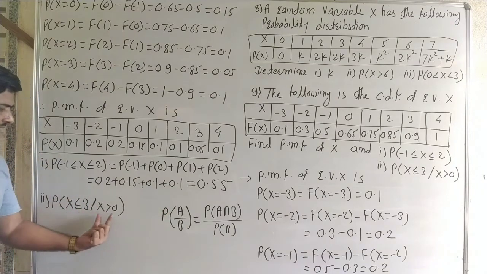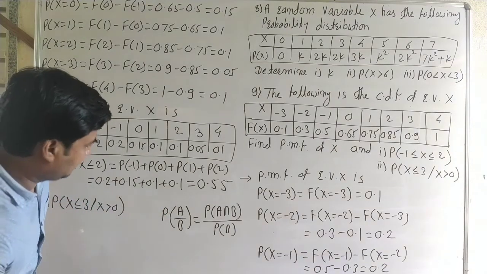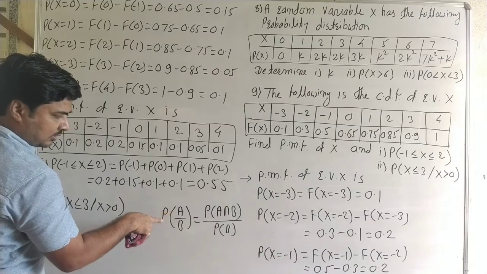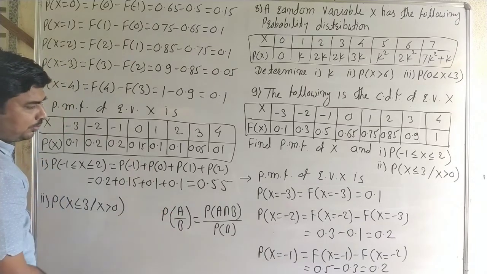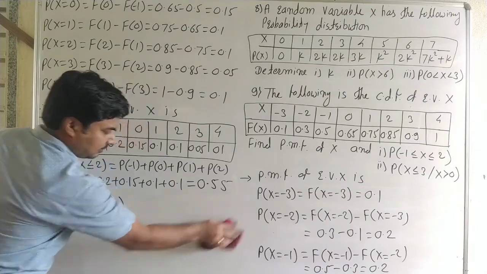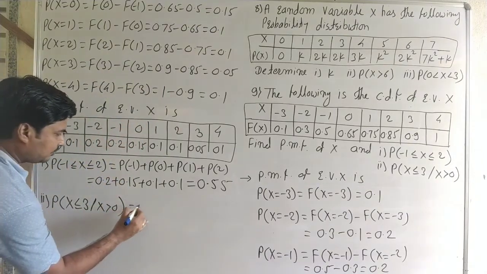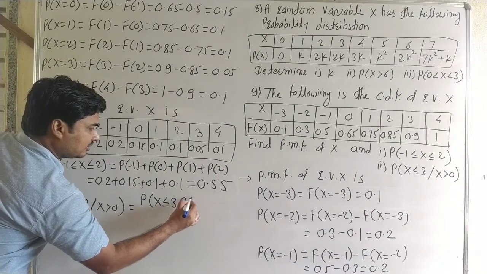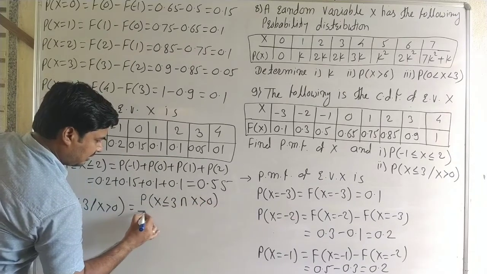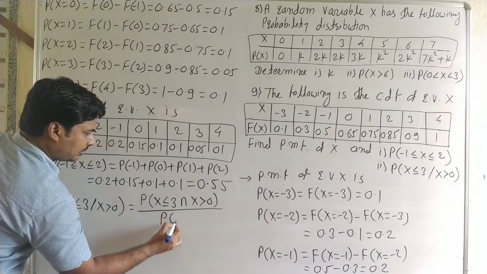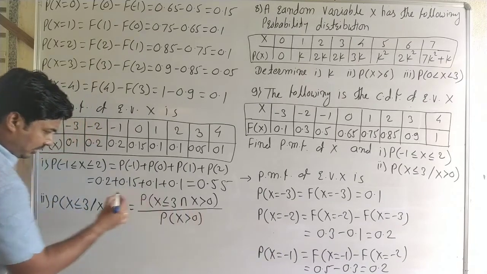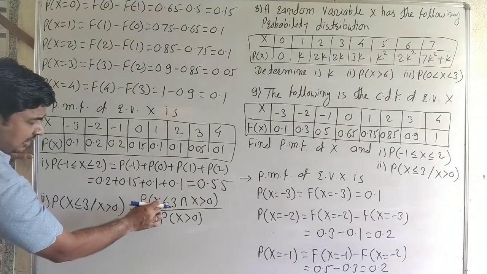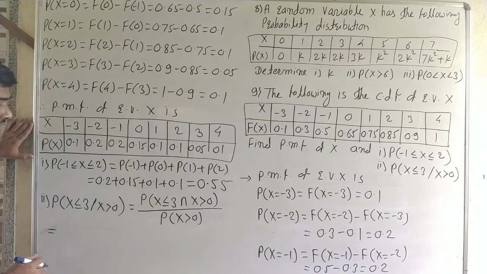Now here it is A and here it is B. From this it is the conditional probability of A by B, the probability of event A when B is already given. Here this can be written as probability of x less than or equal to 3 intersection x greater than 0 divided by probability of x greater than 0. Now see carefully, we write this here.